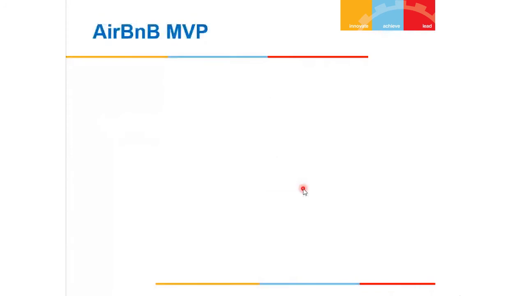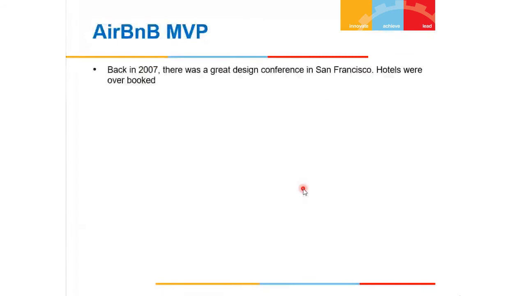Now let's look at the Airbnb MVP. You all know Airbnb, which offers a way, instead of staying in a hotel, to stay in a room in somebody's house. So in 2007, there was a great design conference in San Francisco, and hotels were overbooked.